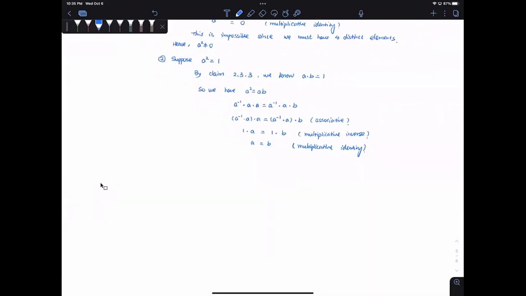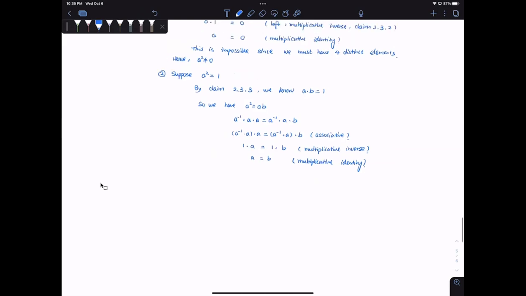You can just say we know AB equals 1 from the textbook. You don't have to say 2.3.3 specifically. So this, again, is impossible, and the reason is just as before, so we don't need to say it again. So we know that A squared is not 1. The last case is A squared equals A.